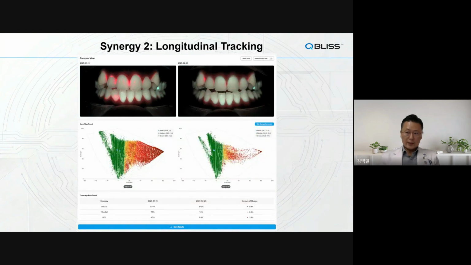The second synergistic point is that we can do longitudinal tracking of the patient's oral hygiene status. Before, there is a lot of biofilm, and we can see a broad area of red color. If the patient maintains oral hygiene, the biofilm coverage is reduced, and you can see the red color narrowing or disappearing. So many patients recognize their oral hygiene condition using this graph. This is one of the important parts.